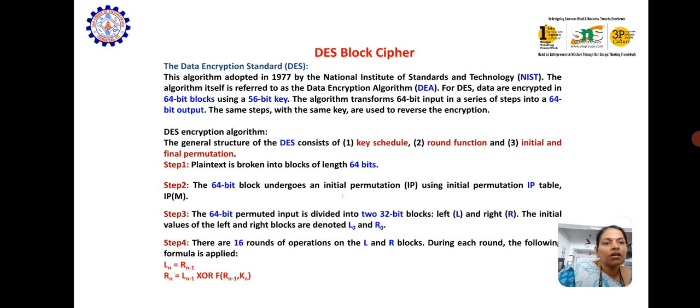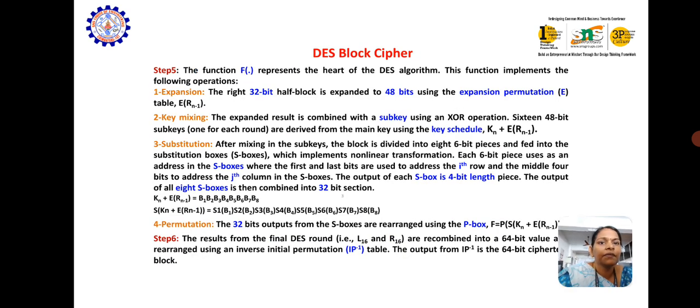During each round, they use the formula Ln = Rn-1, and Rn = Ln-1 XOR f(Rn-1, Kn). The f function represents the heart of the DES algorithm, and it implements the following operations. First is expansion: the right 32-bit half block is expanded to 48 bits using the expansion permutation table. Next is key mixing: the expanded result is combined with the subkey using an XOR operation. Sixteen 48-bit keys are derived from the main key, known as the key schedule.